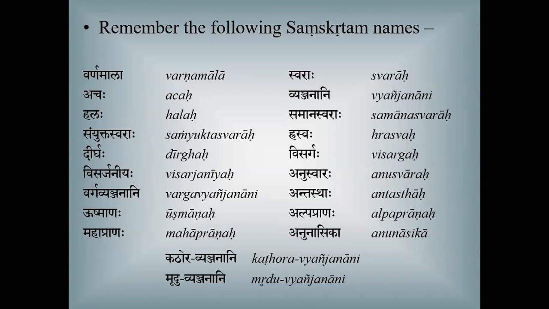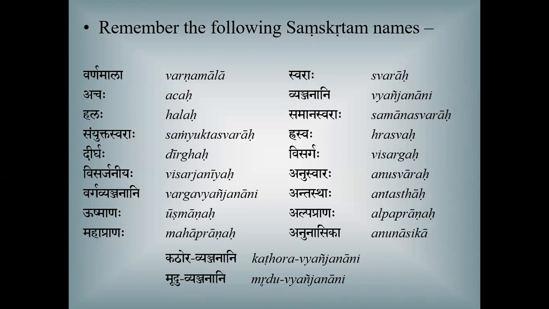Samana swaraha: simple vowels. Sanyukta swaraha: conjunct vowels. Hrasvaha: short vowels. Dheergaha: long vowels. Visargaha: colon. Visargaha is also called Visarjaniyaha. Visarga or Visarjaniya both mean the same colon. Anuswaraha.